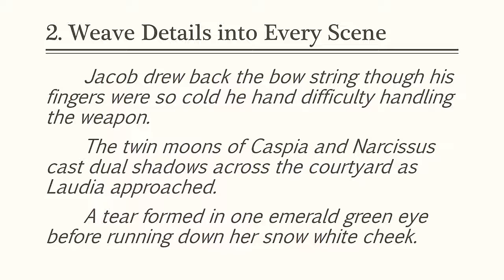The twin moons of Caspia and Narcissus cast dual shadows across the courtyard as Laudia approached. There we go. This world has two moons, and they're casting shadows, and Laudia's coming. So that's kind of an interesting detail to put in for world building. A tear formed in one emerald eye before running down her snow-white cheek. You can even do character building as part of your world here.